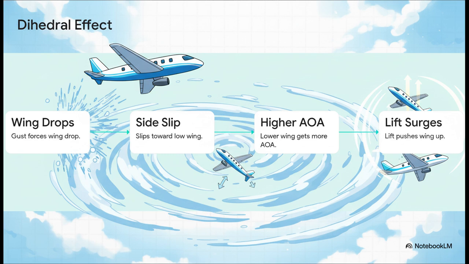Imagine a gust drops your left wing. The aircraft instantly starts slipping sideways, downwards toward that lowered left wing. Because the wings are angled up in that V shape, the relative wind from that sideways slip strikes the lower wing at a much higher angle of attack than the raised wing. That greater angle of attack instantly generates a surge of extra lift on the lower wing, which powerfully pushes it back up until the wings are completely level and the sideways slipping stops entirely.